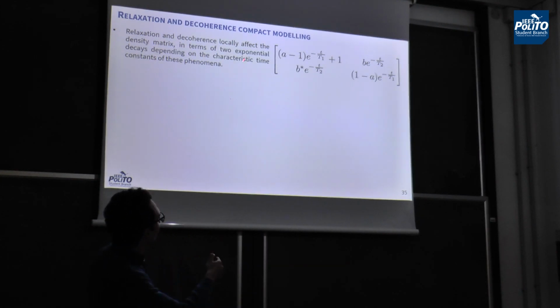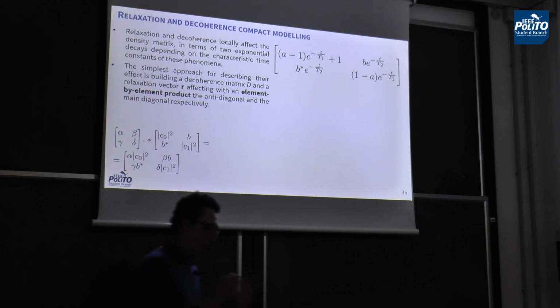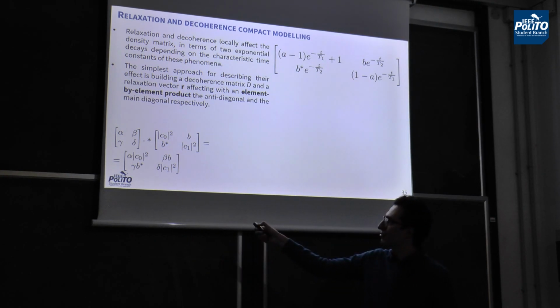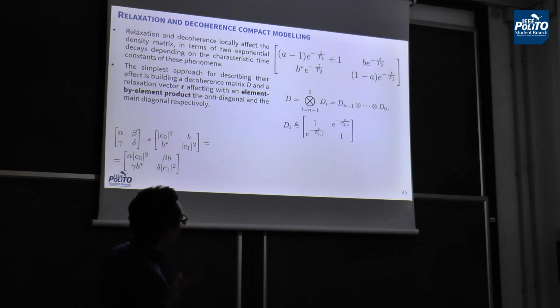We know from theory that the effect of relaxation and decoherence on a single qubit on the density matrix is this one. We can see that T1 associated with relaxation affects the main diagonal of the density matrix, while the terms of decoherence, with their T2 time constants, affect the off-diagonal terms. The effect of these phenomena is local on the density matrix. For this reason, we can imagine to write the matrices which affect the density matrix according to the element-by-element product, which is shown here. Just to give you an idea, let's see how it works with decoherence.